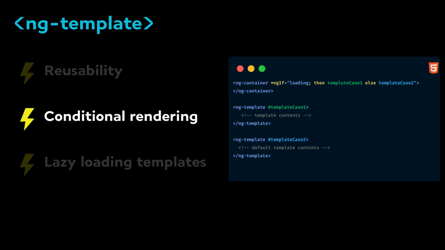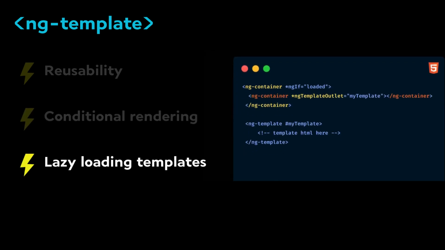Power 2, conditional rendering. We can render a template based on some conditions. It allows doing something like, if you are in loading mode, do this, and else do that. Power 3, lazy loading. It's surprising, isn't it? You can define your template and only use it when you need it. This helps improve performance by reducing the initial HTML content you need to load. In this example, my template is never rendered in the DOM unless the loaded boolean is true.